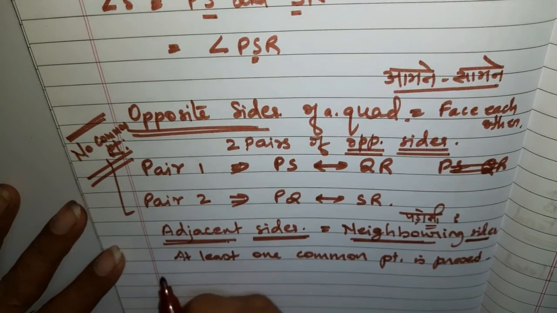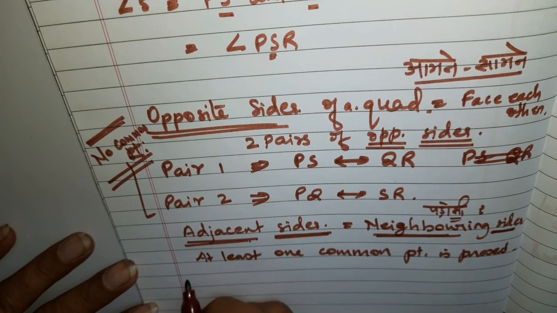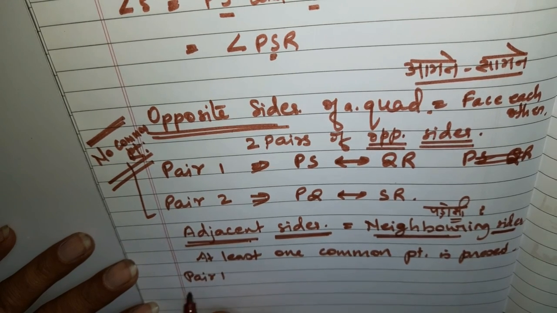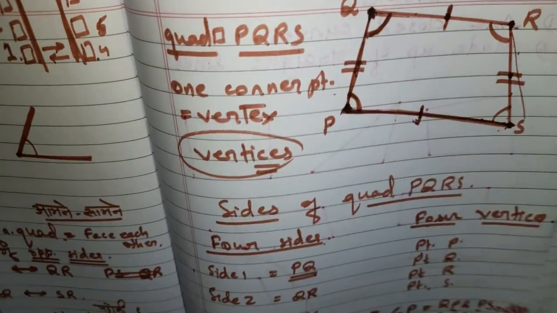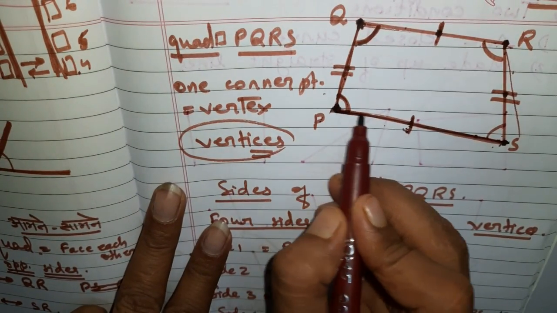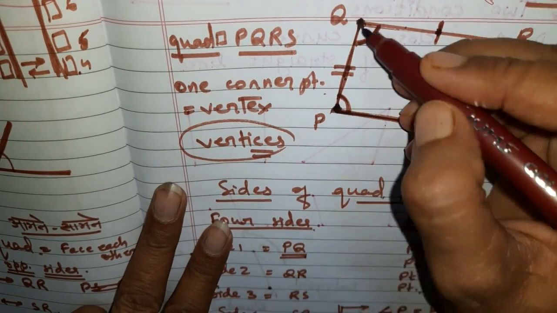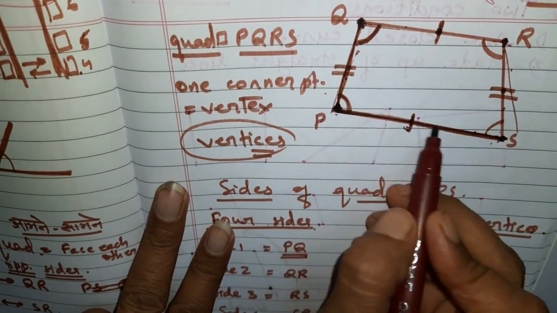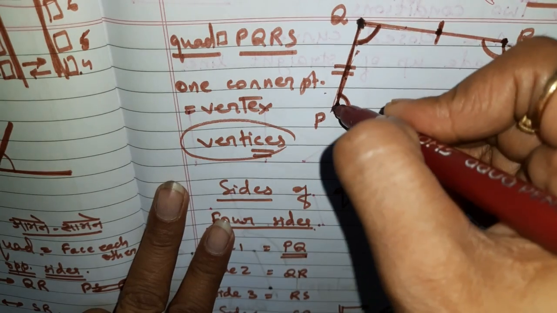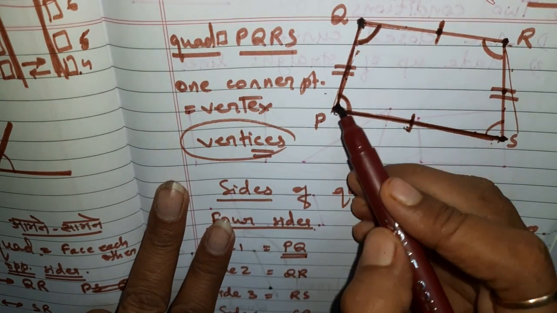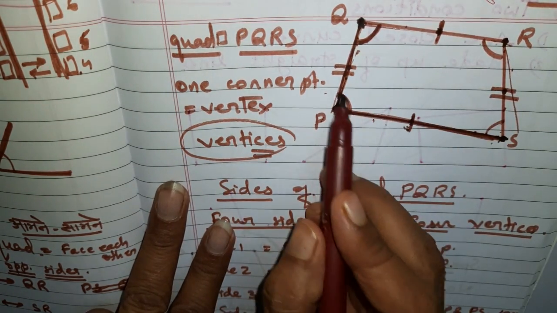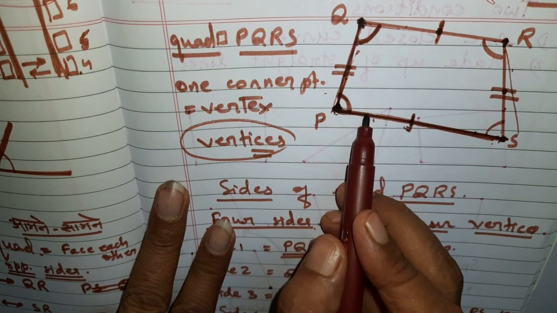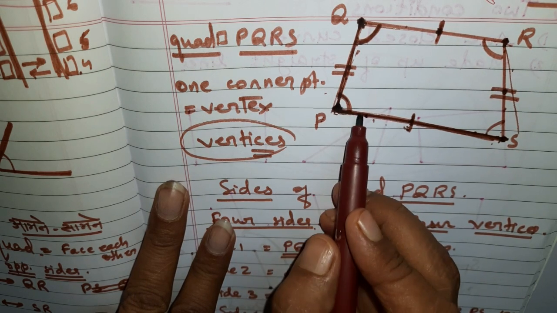Okay, let us write again pair. How many pairs of adjacent sides are there? Now you will get many pairs. Let us try to find how many pairs are there. Pair 1. See, adjacent sides. This side is adjacent to this side. As I told you, adjacent sides have at least one point in common. So this side is adjacent to this side और ये एक दूसरे के पड़ोसी हैं. They are neighboring sides.